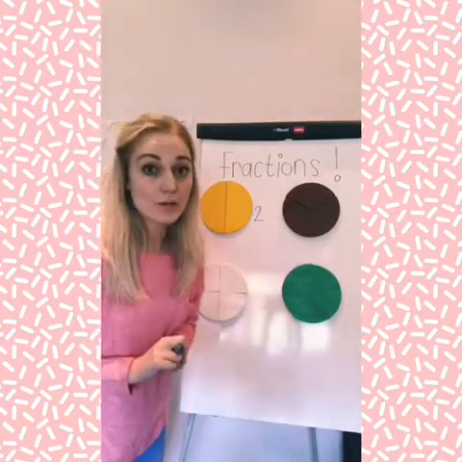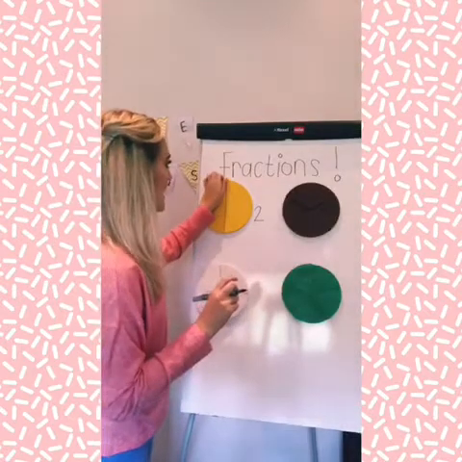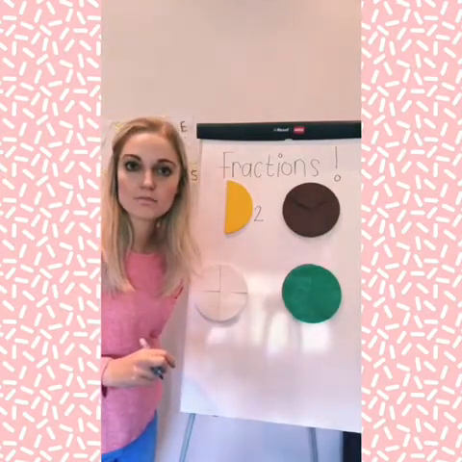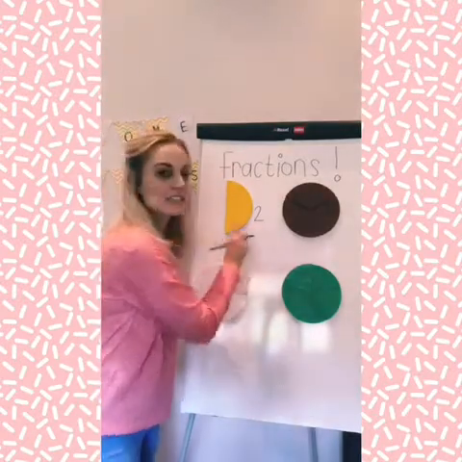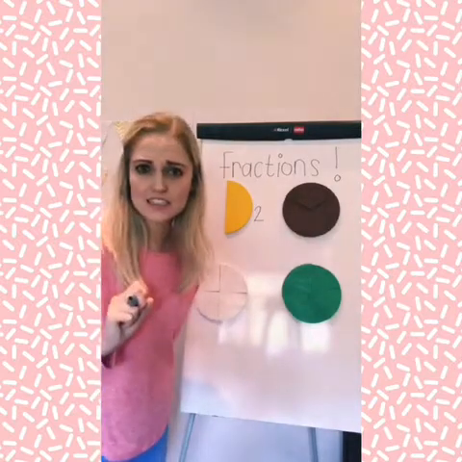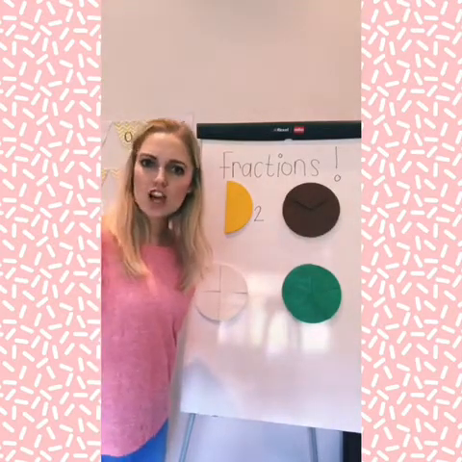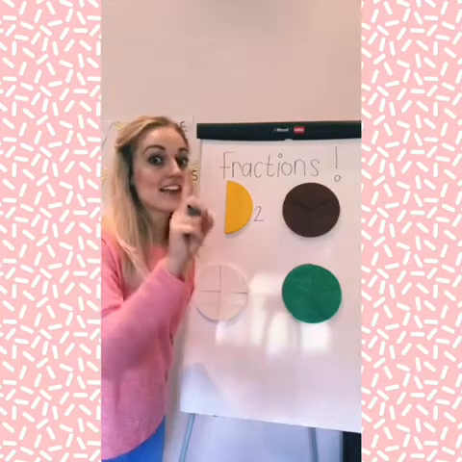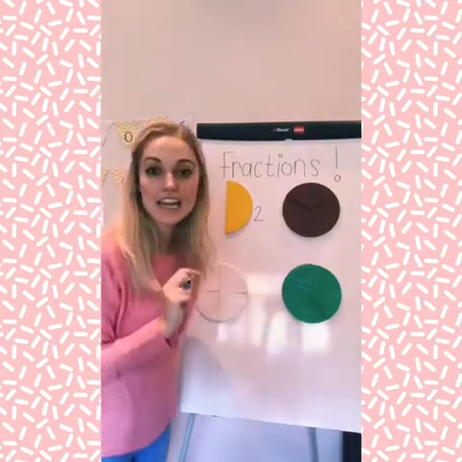What I did now is I went and I ate one of my pieces. So if I had two pieces and I ate one of my pieces, how many pieces are left? One. There is one piece left.